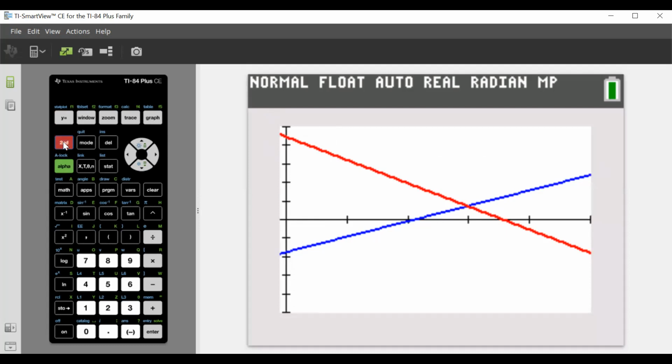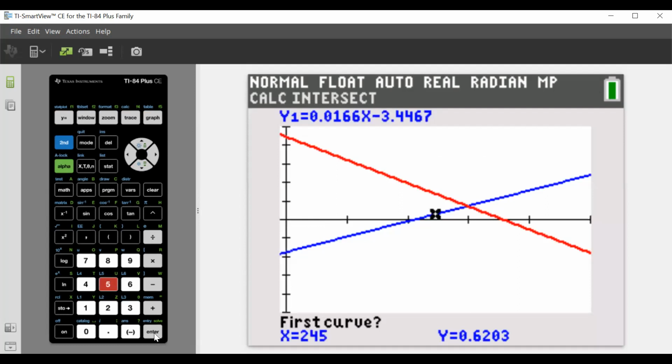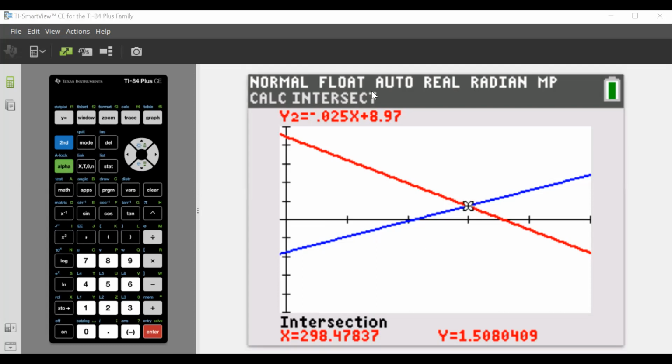And to get intersection, we hit second trace and we do 5, which is intersect. And now I just ask for the first curve, second curve, and a guess, and I just click all that. And so it looks like that's going to be my intersection. So it looks like that means 298, I don't know how far out in decimals we want to use, 0.478. Maybe I should write this down so I can get to the other thing. So 298.478 and 1.508. All right, so let's go back to here.